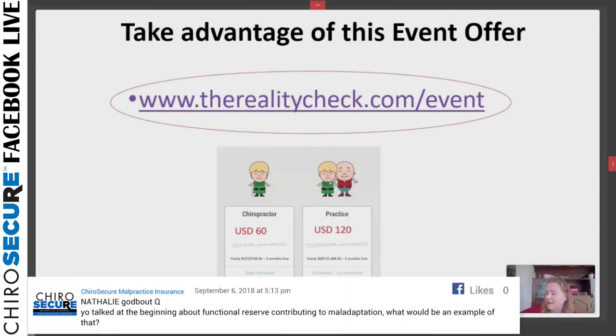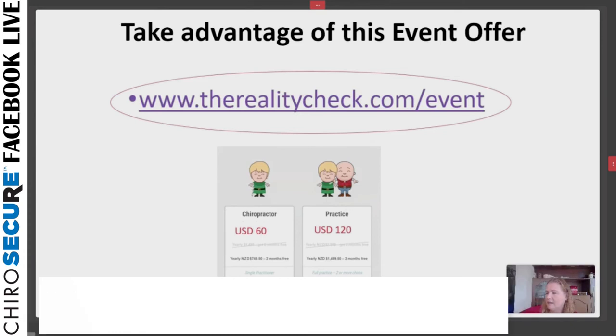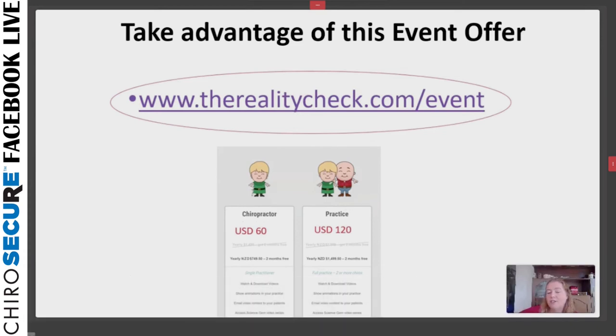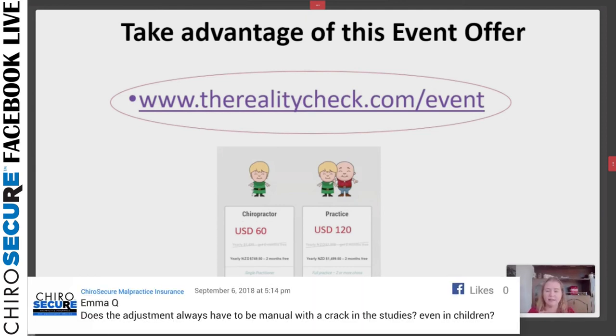Does the adjustment always have to be manual with a crack in the studies, even in children? So does the adjustment always have to be a manual adjustment and have a crack? And what about in kids? Obviously not. But what I'm talking about with the adjustment, with the research studies that we've done, is that they have all been high velocity, low amplitude thrusts, and obviously in adults. And so when you have that in adults, we're affecting the muscle spindle input.